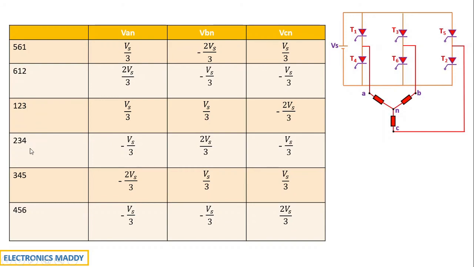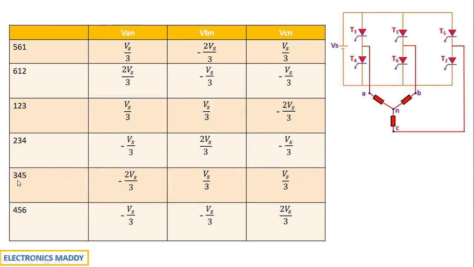I'll be doing it for one more case. For 2, 3, 4, if you carefully observe, 4 and 2 are connected to the same negative terminal of the battery. So you'll be getting minus Vs by 3 and minus Vs by 3. I've written it over here. Whereas in case of B phase, because 3 is conducting and it is connected to the positive terminal of the battery, and only one phase is connected to the positive terminal, you'll be getting 2 Vs by 3. And it is the positive terminal connected to the battery, and that is why I'm writing it as plus. I hope this concept is clear.